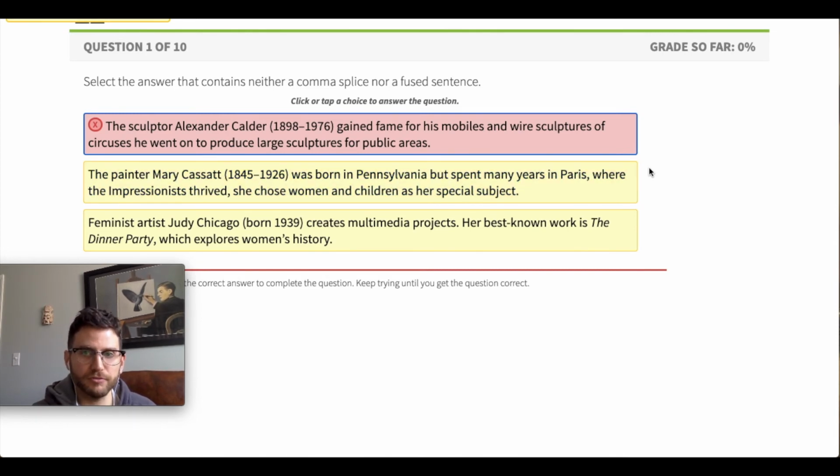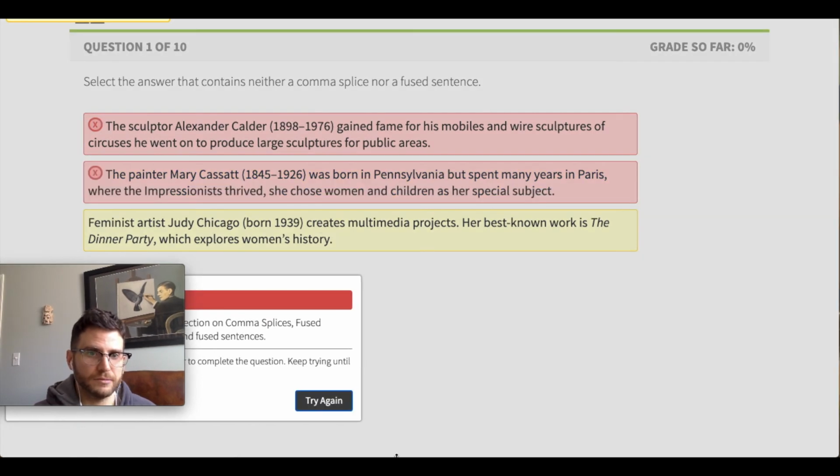Where the Impressionists thrived is a relative clause. Where is my relative pronoun. This relative clause is describing or modifying Paris. It's telling you information about Paris. But still, it's one complete thought here, and I've got a new subject, new verb, chose, women and children, object. Can't have just a comma here. Here I've got a comma splice. I don't want to click this one because if I do, problem.